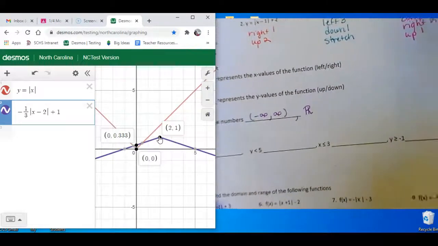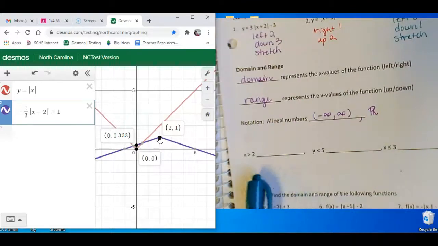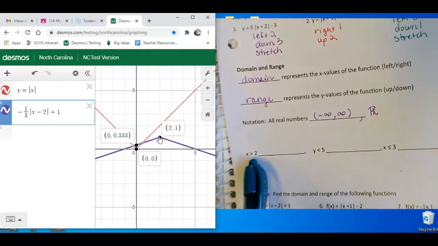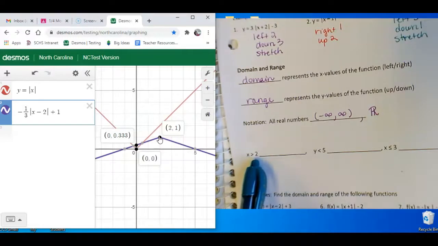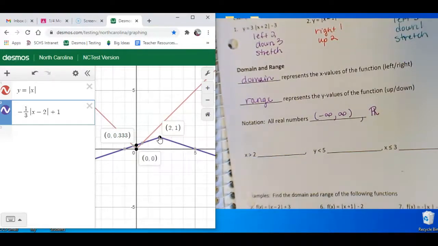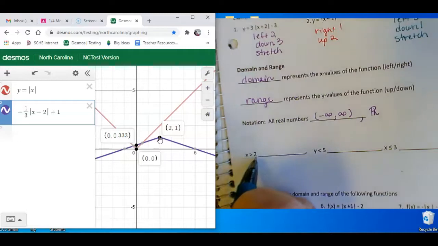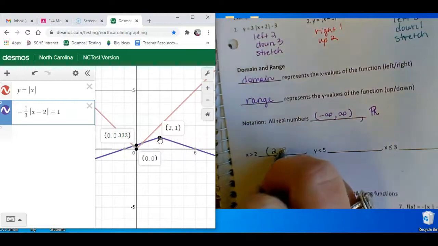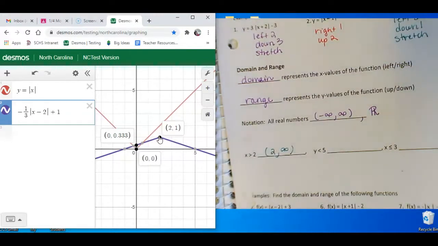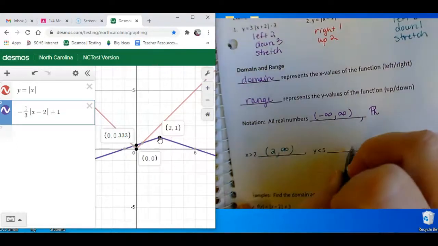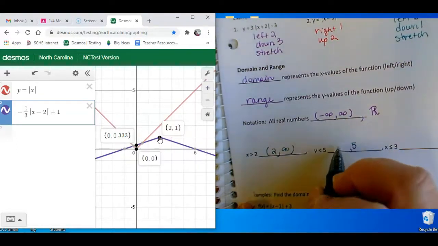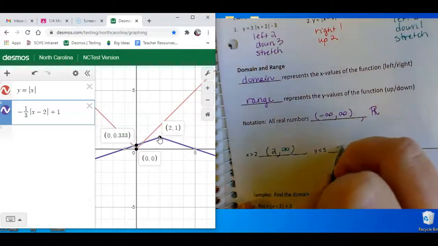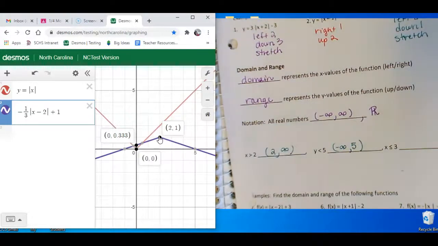Alright, some other things that I just want to show you. This is called set notation, and you may have seen that in math too, but I just want to show you the interval notation just so that you're not surprised. When it says x is greater than 2, it means that you start at 2 and you go to infinity. That's just another way to write that. Y is less than 5 means that you want to start at 5, but then you want to go to everything before 5, and so there would be a negative infinity there.